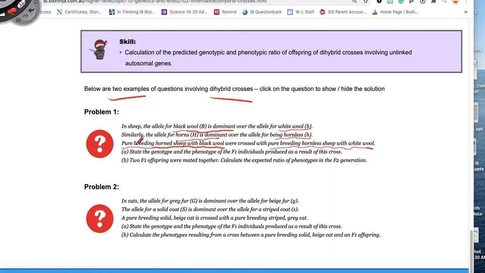So then this means that a pure breeding horned sheep with black wool, right, is going to be big B, big B, and then it's horned, so big H, big H. Now, it doesn't matter if you wrote it like this because you're going to end up getting the same thing anyways. Doesn't matter how you write it, okay? And then you're crossing that with a pure breeding hornless sheep that has white wool. So that one's going to look like this.